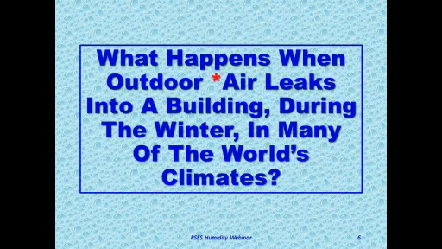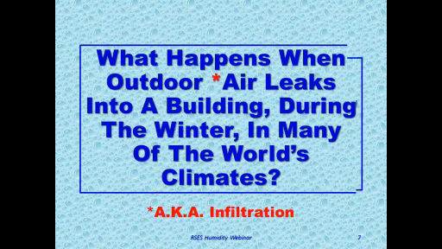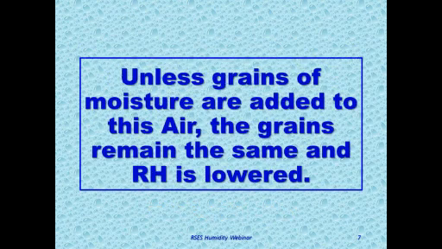Well, what happens when outdoor air leaks into a building during the winter in many of the world's climates? Air leakage from outdoors is also known as infiltration. Unless the grains of moisture, which are drops of moisture, are added to this air, if the grains remain the same, relative humidity will be lowered. And we will explain that in just a second.